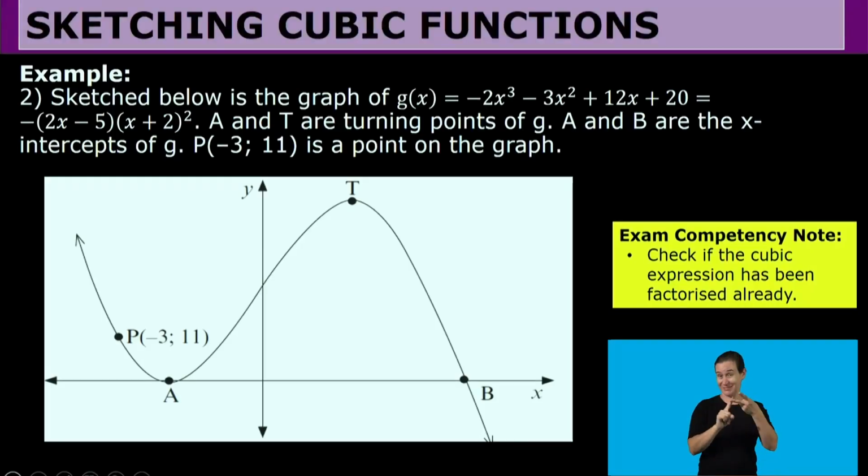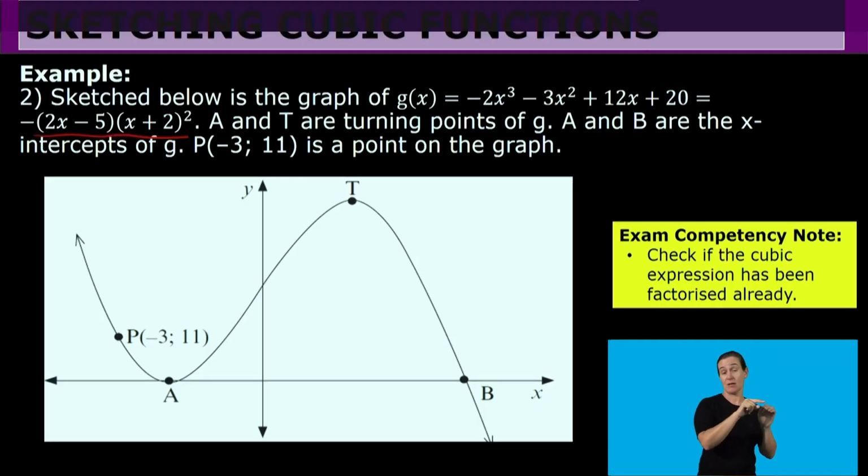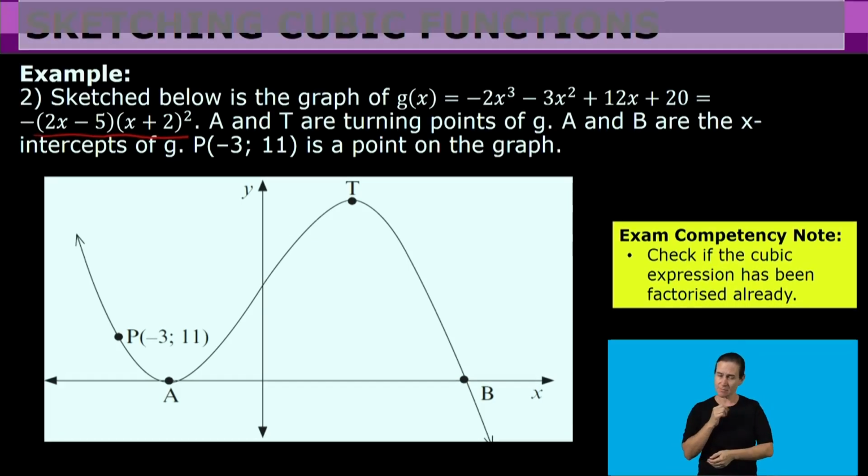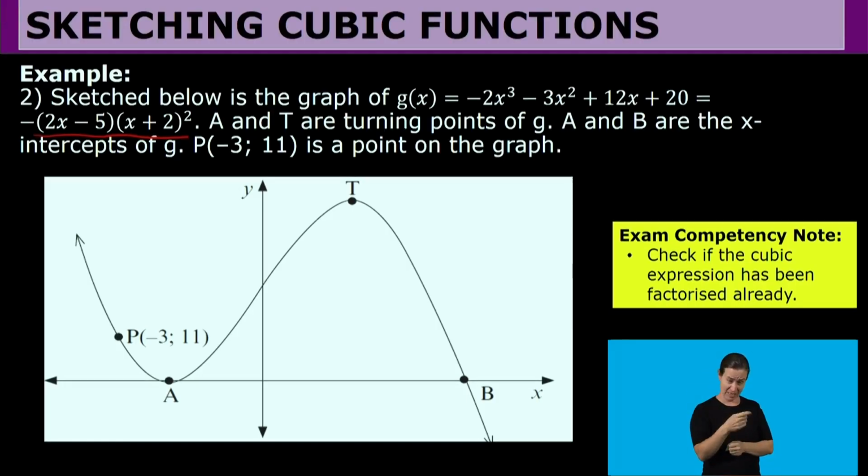Okay. In this question, we've got a cubic graph that's been sketched, and they've given us the expression. They've also told us that this expression is equal to -2x minus 5 times x plus 2 squared. Now, I've been hinting at this right from the start of this lesson: you need to make note of whether the cubic function they've given you has been factorized or not. In this case, can you see that this cubic expression is already in factorized form?